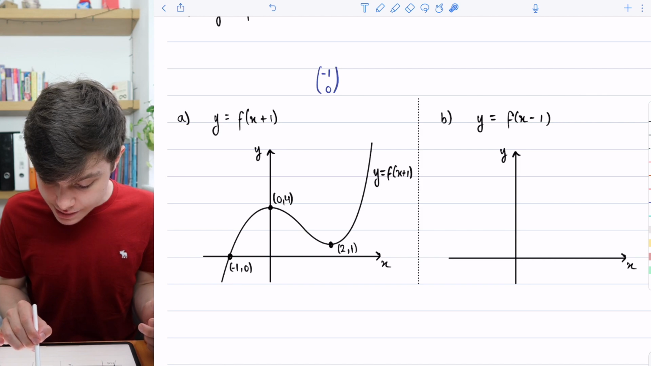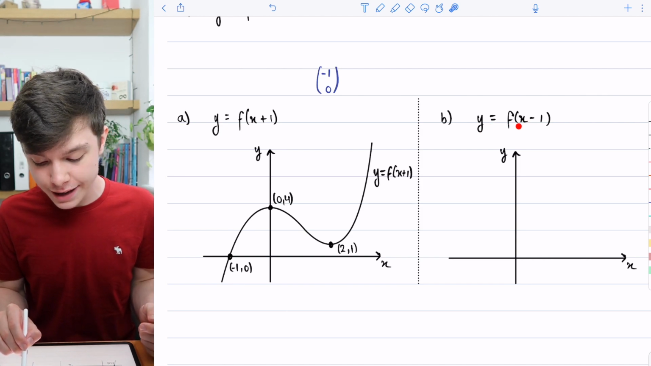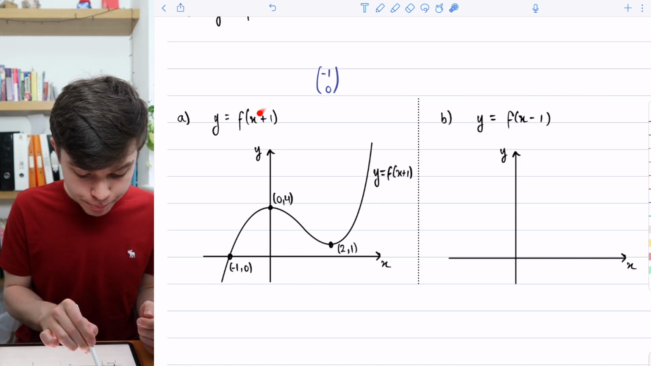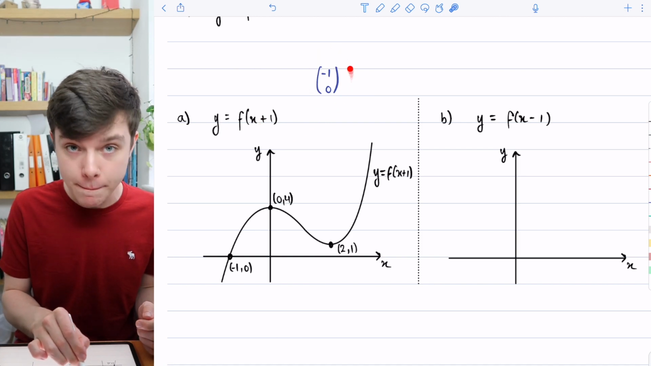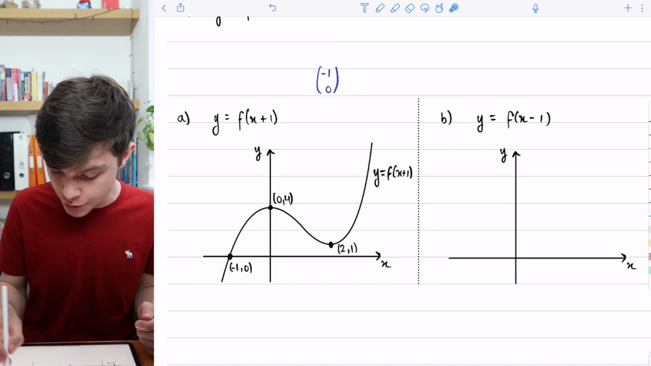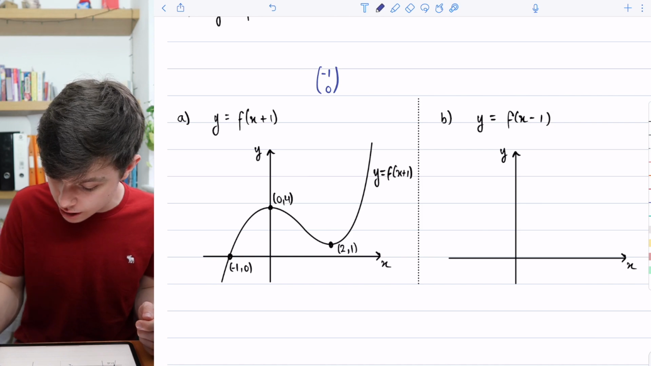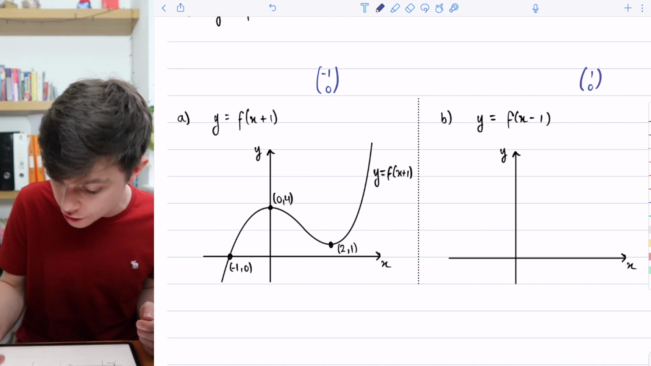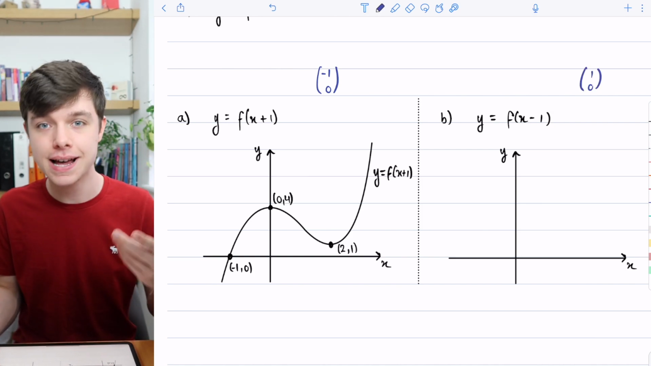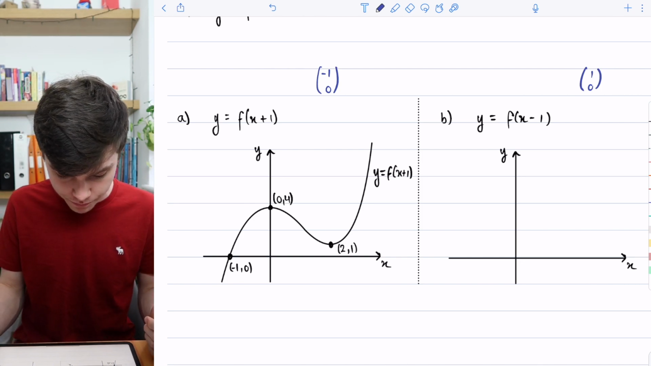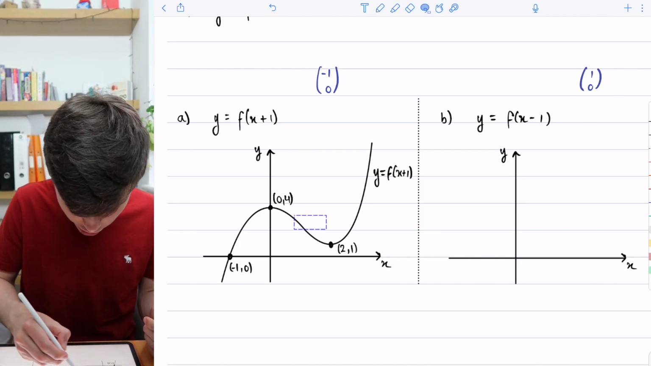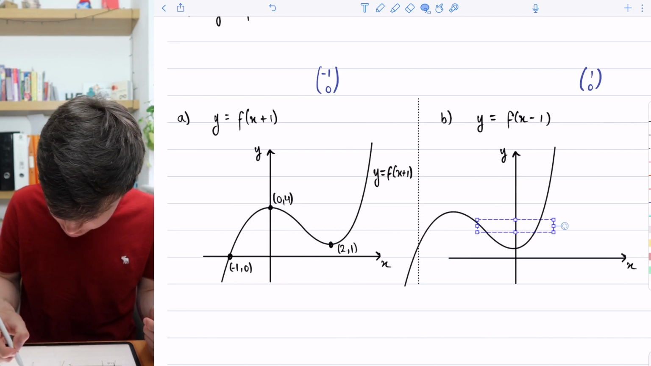So B says y is equal to f of x minus 1. We had a plus 1 here, so we moved by the vector minus 1, 0. We've got a minus 1 here, so we're going to move by the vector 1, 0, the opposite sign, so it's going to become a positive 1 now. Okay, so again, I'm just going to steal the graph.